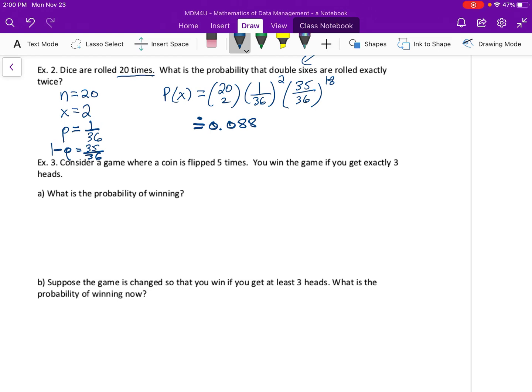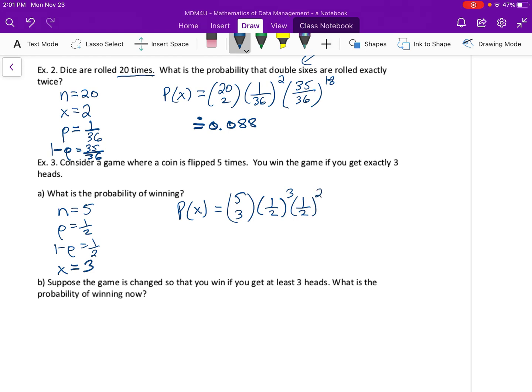So I'm going to write this out, so hopefully you've paused it. My number of trials is 5. Probability of success is 1/2. That makes 1 minus P also 1/2, so that doesn't change anything. And then I want exactly 3 heads, so X is 3. So I've got 5 choose 3, 1/2 to the exponent 3, and then it turns out, because this one's a uniform probability, I really could have done that to the exponent 5, but it doesn't matter. It's going to work out the same. So if I plug that in, I get 0.313. So hopefully you're able to get that one.